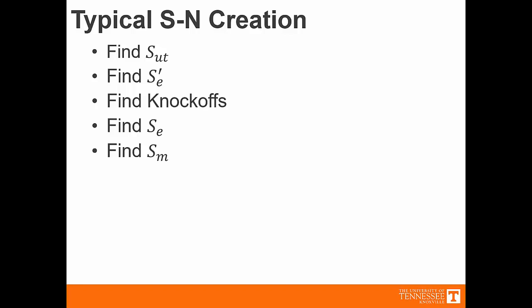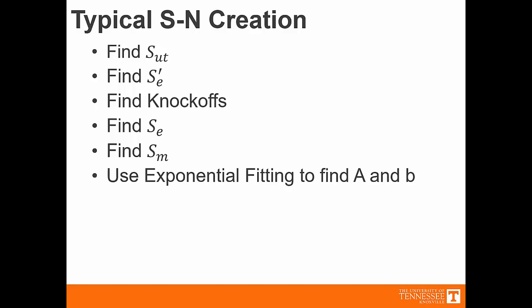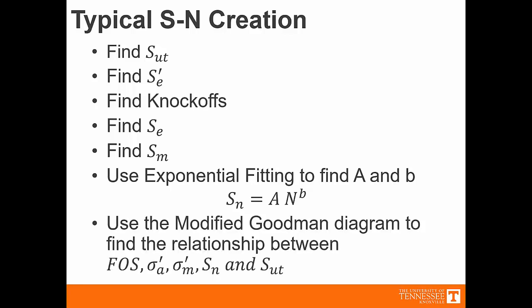Then we find the strength at 1,000 cycles, what we call Sm. And then we use exponential fitting to find A and B to create an equation that gives us a strength at any number of cycles. So if we know the number of cycles, we can get how strong the material will be at that point. And then finally, we'll use the modified Goodman diagram to find a relationship between our stresses, alternating and mean stresses, and our strengths, ultimate and fatigue strength, and calculate a factor of safety.